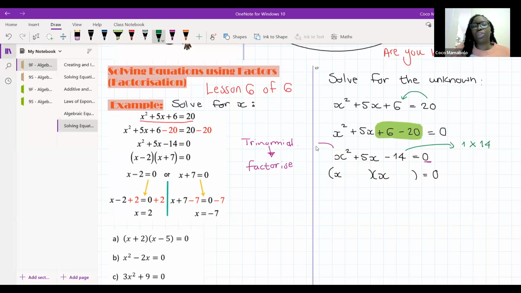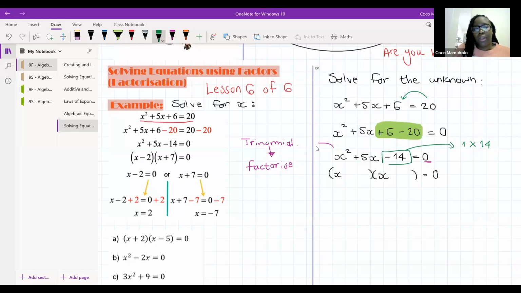All right, can you give me 2 other factors of 14? Oh, ma'am, I just wanted to ask you, can you repeat from the top of x squared plus 5x plus 6 minus 20? Okay, what is 6 minus 20, Nkosana? It's negative 14, ma'am. So that's where we got this negative 14 here.